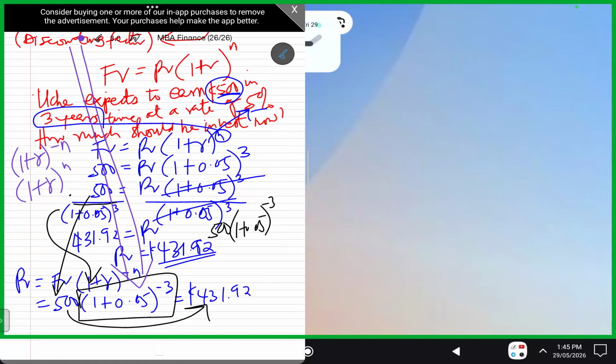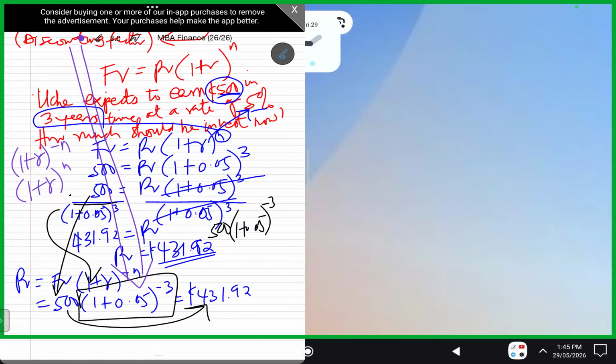In the future value formula, FV equals PV times (1 plus R) exponent n. That is a compound factor. When the n is positive, it's a compound factor. When the n is negative, it is a discount factor. Do you get it?